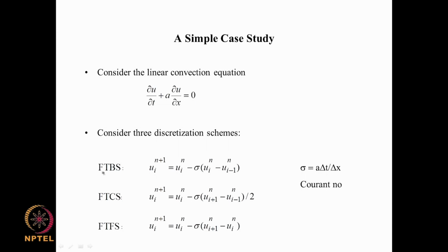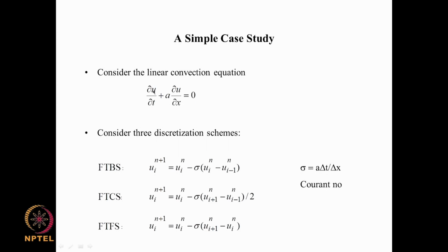So, for this we have the first discretization, what we call as forward in time and backward in space, FTBS scheme. So, the time derivative is discretized as forward in time. So, that is u_i^(n+1) minus u_i^n divided by delta t, and the space derivative dou u by dou x is put in the form of backward difference. So, that is u_i minus u_(i-1) divided by delta x equal to 0.